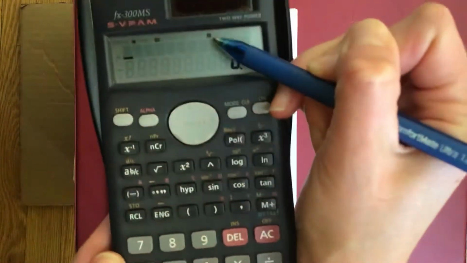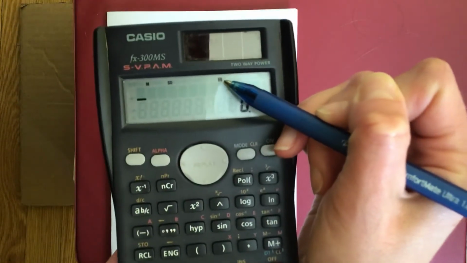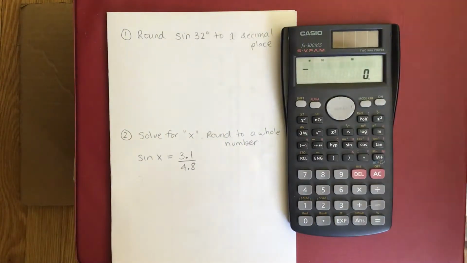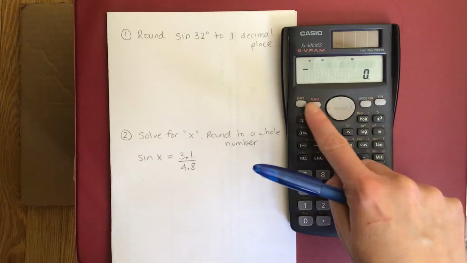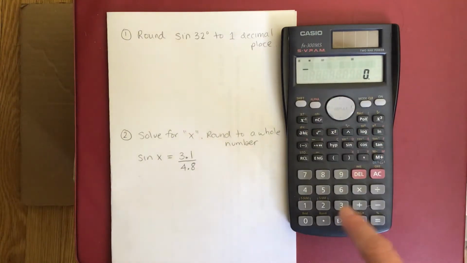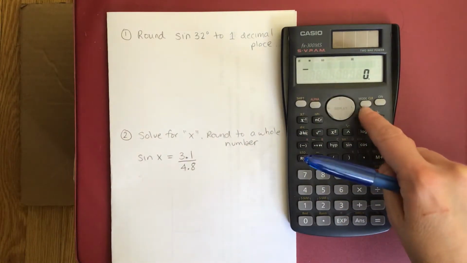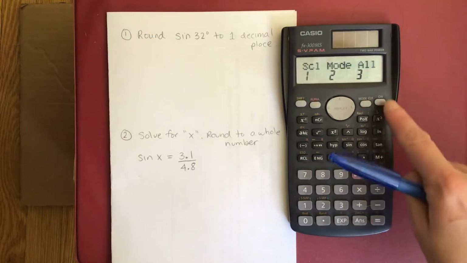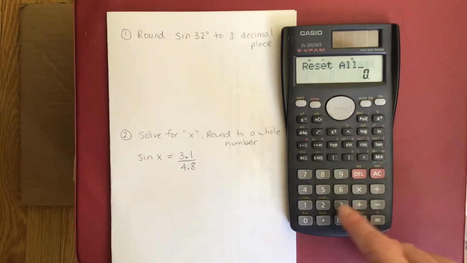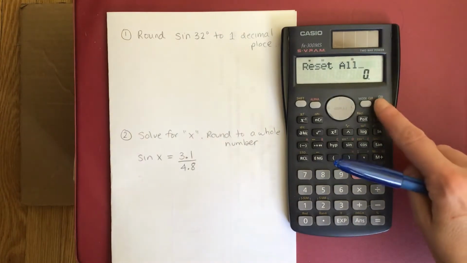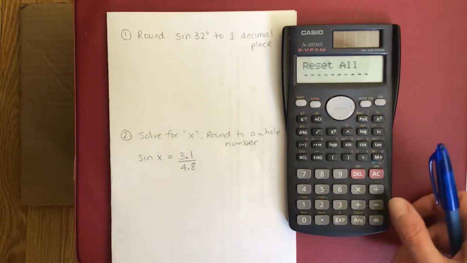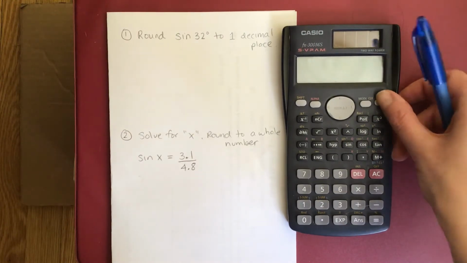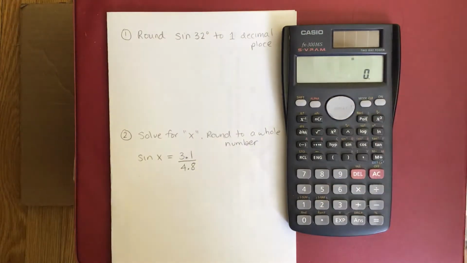So see this little guy right there? Might be hard to see. That is a D, so we need to make sure it's on degrees. If it is not in degrees, you need to hit the shift button and then you need to hit clear. So here we have mode and clear, CLR, we're gonna hit clear. And then you want to select all, which is number 3. And then you just hit the equal sign. It resets everything. And then you just hit on and you should be at degrees.